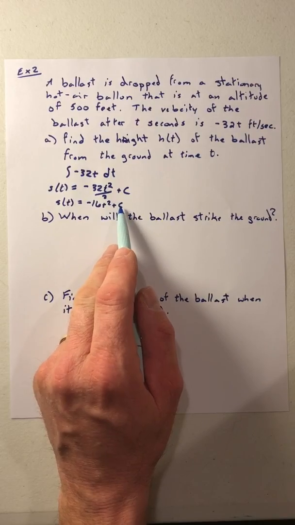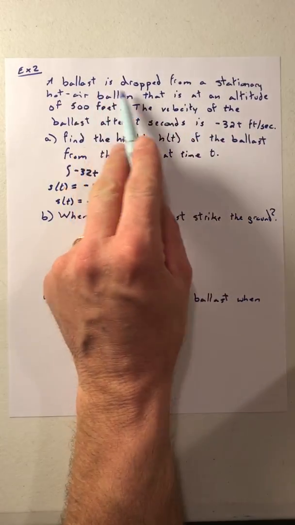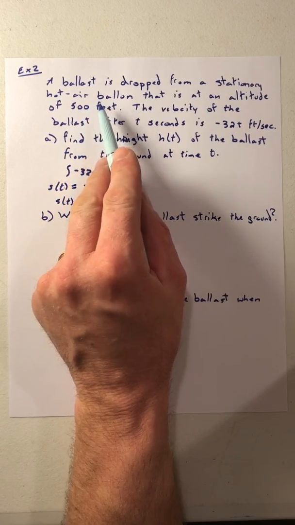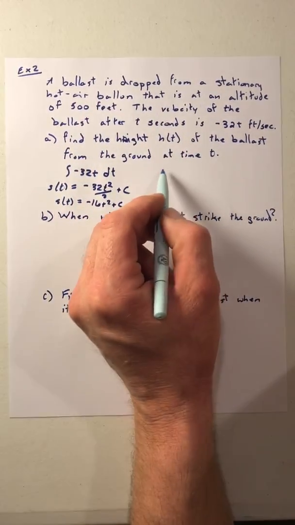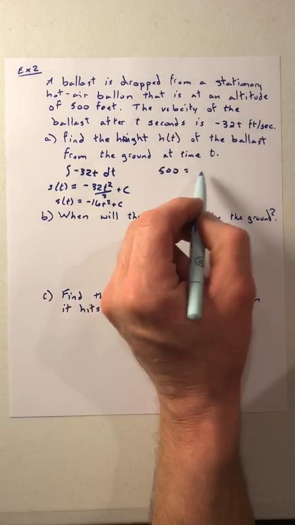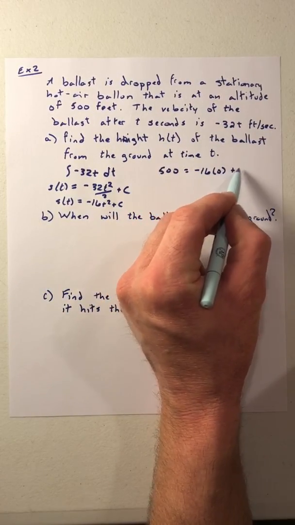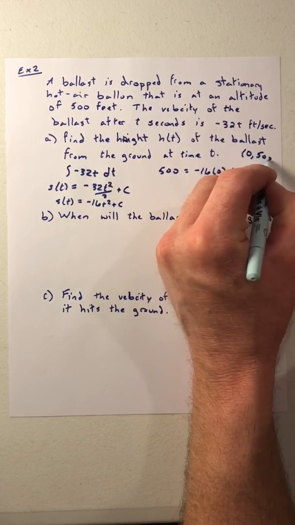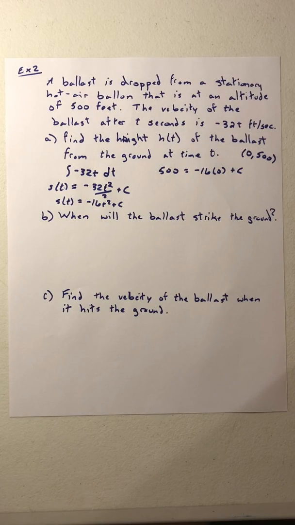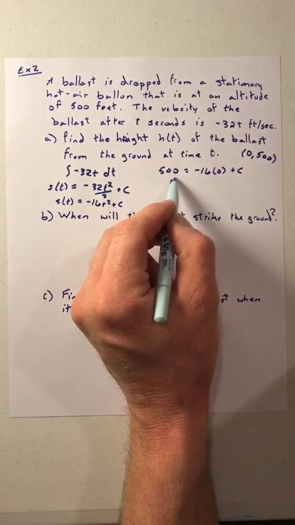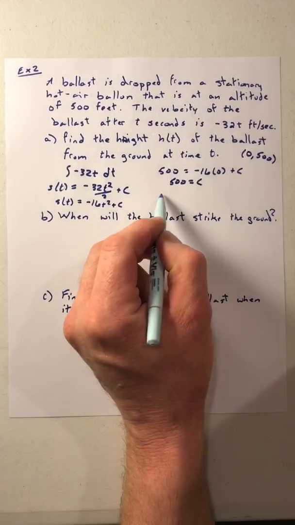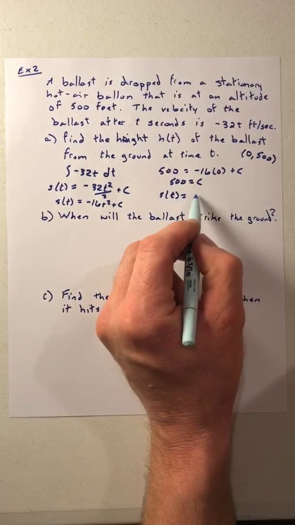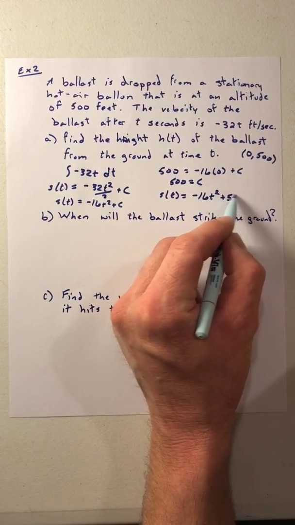We can go ahead and find that c value now because we know that the hot air balloon was at an altitude of 500 feet when it first started falling. So I know that I was at 500 feet when my time was 0, or I can give the point (0, 500). A lot of times we're going to see that that 0 is going to be very important because that's our initial information. So I know that 500 is going to equal c. So my position, s of t, is going to equal negative 16t squared plus 500.